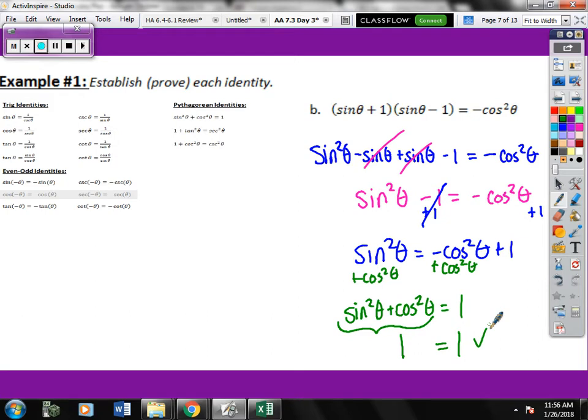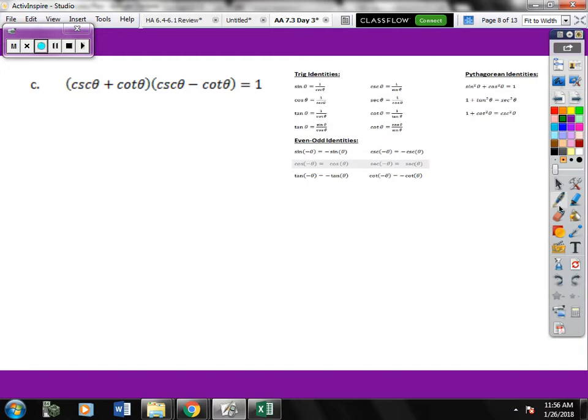C gets a little bit harder because instead of having 1s here, they have another trig function. But you'll still notice that there are going to be differences, where one will be positive, one will be negative. So your middle terms should still cancel out, and you're going to be left with an identity of some sort. So we'll start by FOILing.